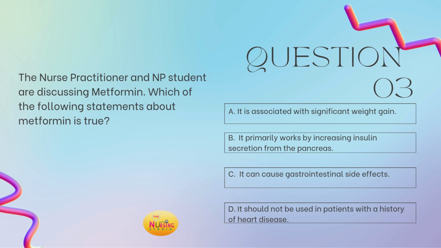Is it A, it is associated with significant weight gain, B, it primarily works by increasing insulin secretion from the pancreas. C, it can cause GI side effects. Or D, it should not be used in patients with a history of heart disease. Take a moment and tell me what you got, you guys.